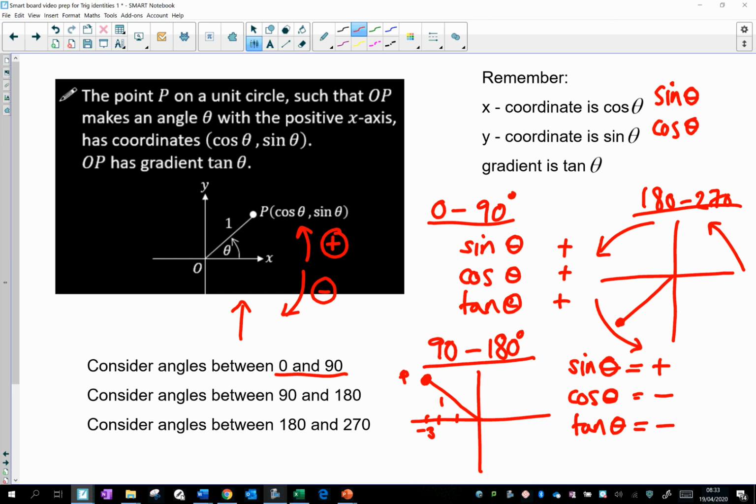So if you've got a point here, the y coordinate is going to be negative. So sine theta will be negative. Cos theta, that's the x coordinate. That is also going to be negative because it's to the left of the y-axis. And tan theta, if you look at this line here, it's gone back to having a positive gradient. Tan theta is going to be positive. So in this section, and we call these sections quadrants, sine and cosine are negative, but tan is positive.